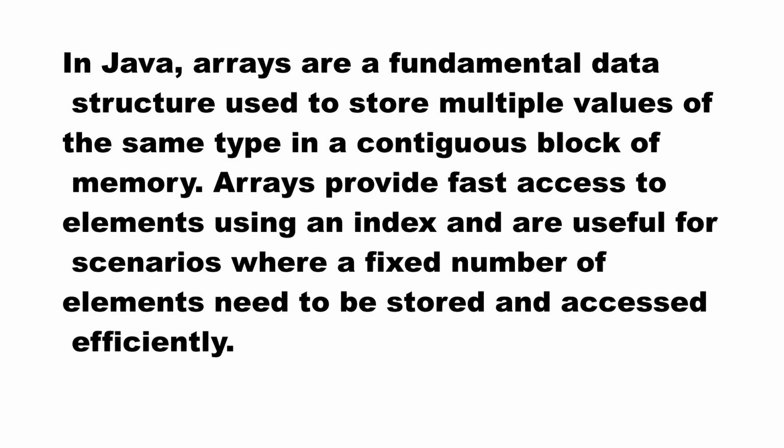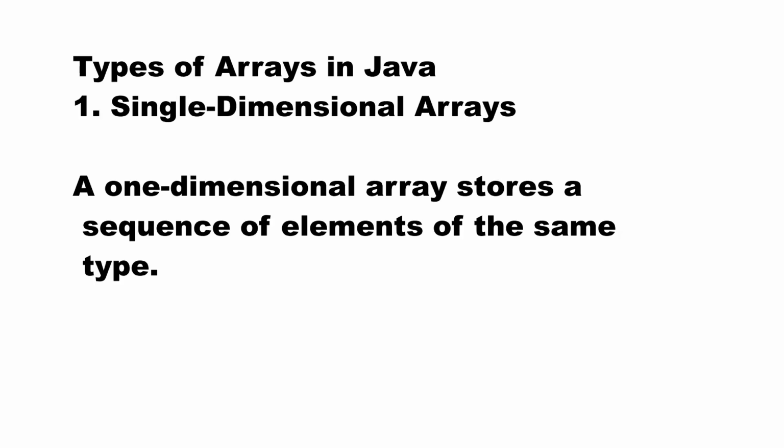An array in Java is a fixed-size, ordered collection of elements of the same data type. It allows storing multiple values in a single variable and is indexed starting from 0. Now let's look at the types of arrays in Java.